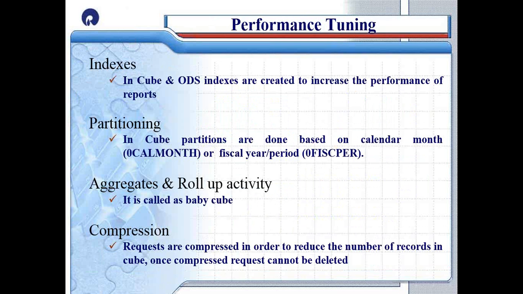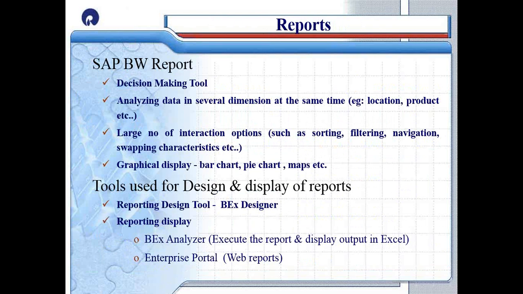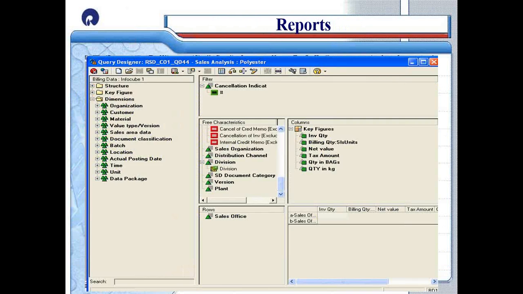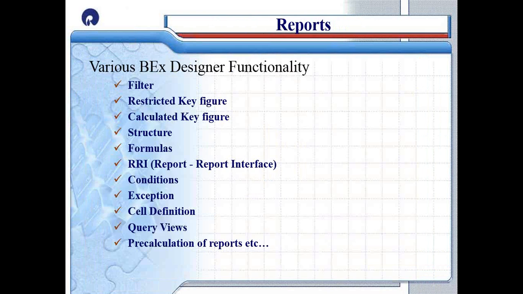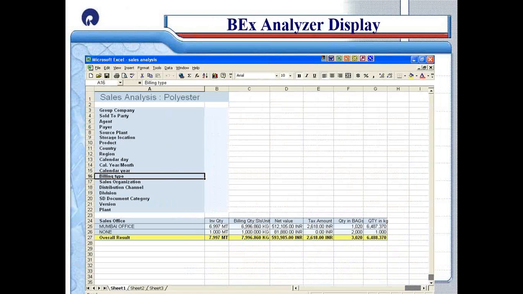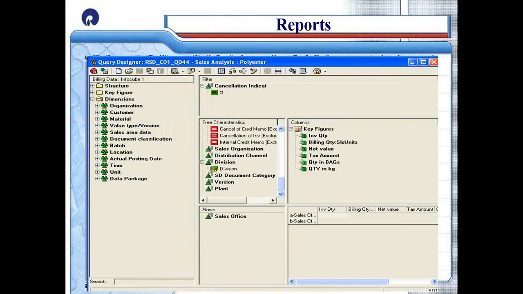And then there are reports. If you want to report, there is the BW designing tool and the tool to display the report. This is the report creation and design. Based upon the design, the data will be available in this report. This is the view of the report.